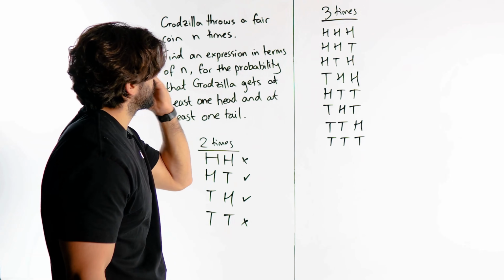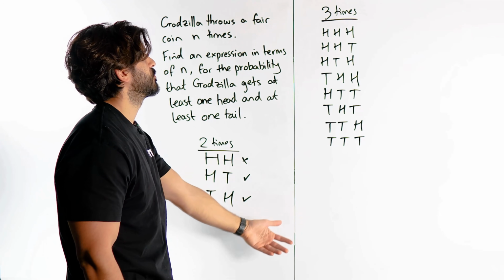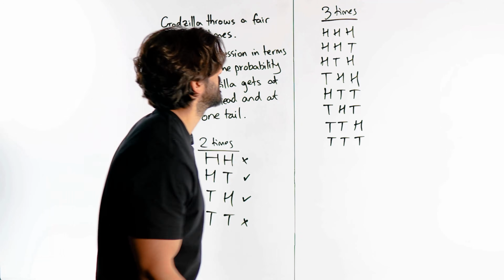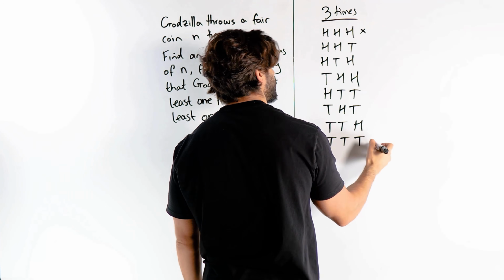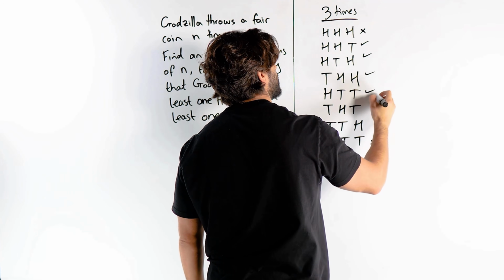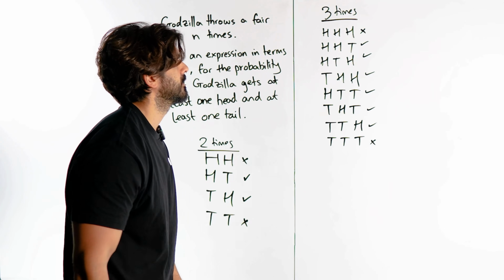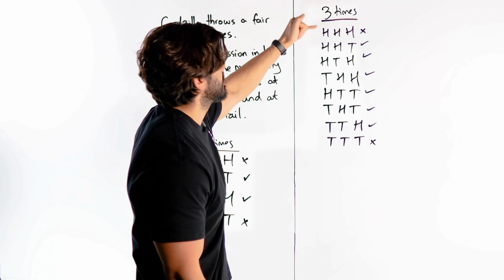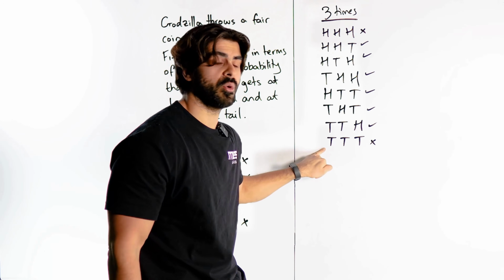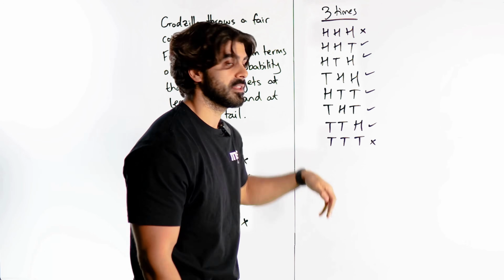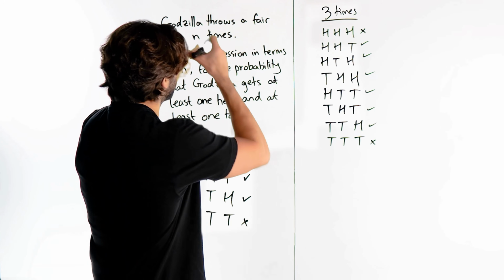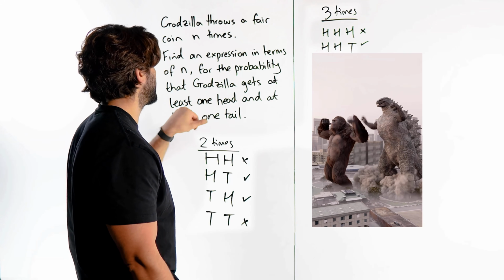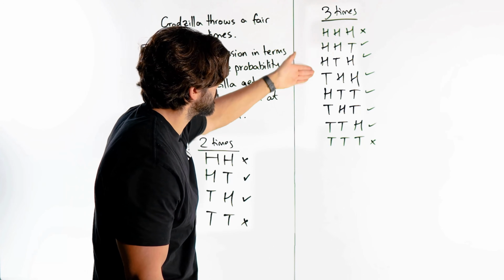So from here, which one would be a suitable option? We want at least one head and at least one tail. You can see here, guys, the options we don't want are these 2, but we have a lot more options that we do want. Think about if I did this 100 times. There would only be 2 that I don't want and all the in-between that I do want. So here we go back to n times, find an expression in terms of n for the probability that Godzilla gets at least one head and at least one tail. We want all of these in-betweens.